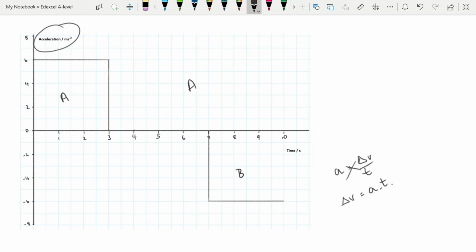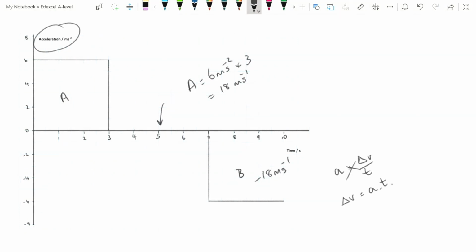So again, mark it out A and B for the ease of calculation. A is obviously going to be 6 meters per second squared times 3 seconds, which gives you 18 meters per second. And that would be your final velocity, or your change in velocity over the entire period. And down here, we've got the same values for our base and height, so we're going to get minus 18 meters per second, which means that the object has sped up to 18 meters per second, traveled at 18 meters per second for 4 seconds, and then slowed down to 0 again.